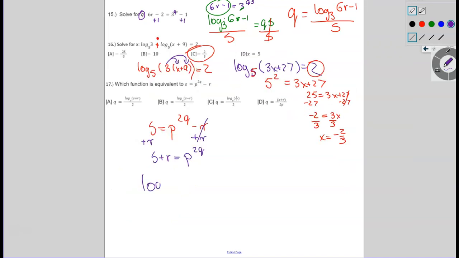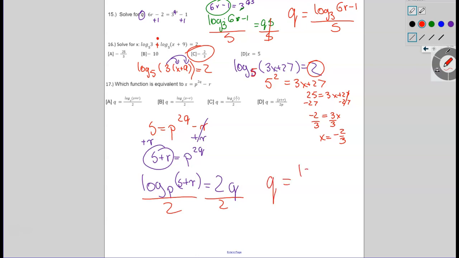So this is a log. My base is P. I'm raising it, right? So log base P of S plus R on this side now equals 2Q. And then, of course, since we're solving for Q, the last thing to do is divide the entire side by 2. So final answer, Q equals log of base P of S plus R, the whole thing divided by 2. All right, so this should be an answer A.